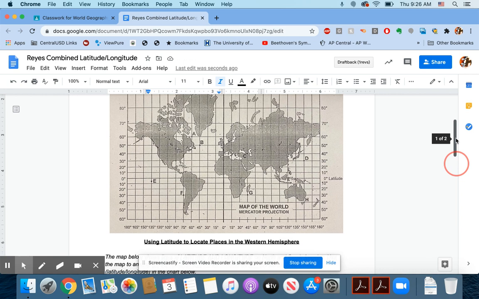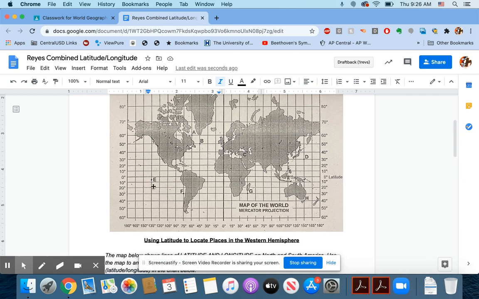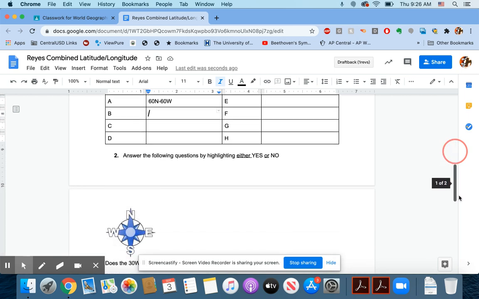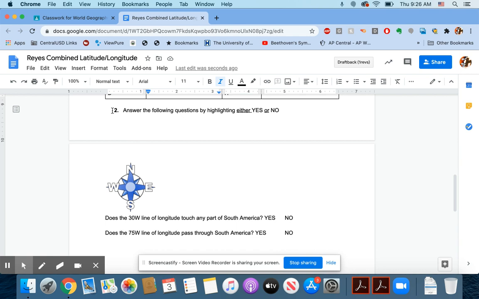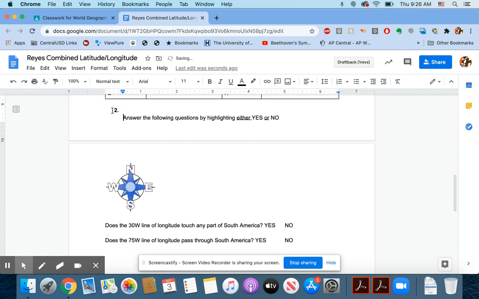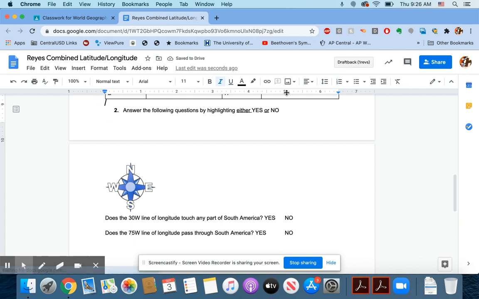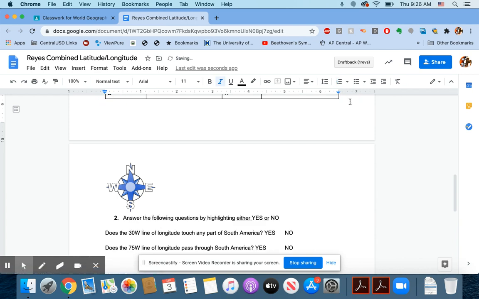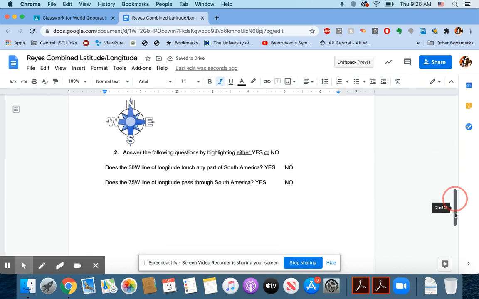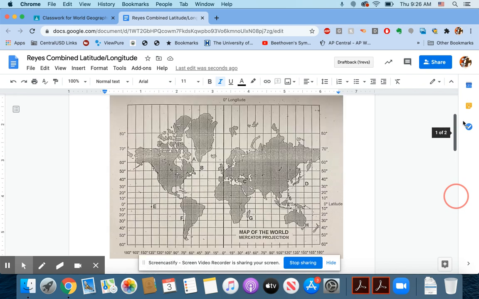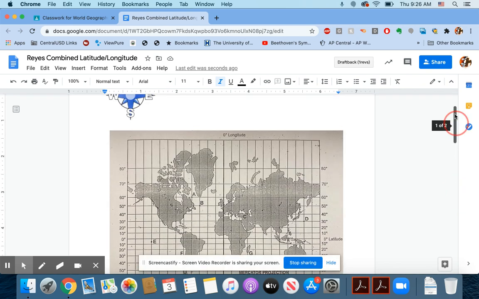Now, this one's pretty straightforward, except for E. You'll notice that E is not right on a line. That means that you have to estimate how far that is between 0 and 10 degrees south. And I'll let you do that one on your own so you can kind of guess there. Once you've done that, you're going to answer these two questions here. It says answer the following questions by highlighting either yes or no. So you can do those two questions there. You read them using the map. That's how you'll answer them. All right, so that's all there is to that one.